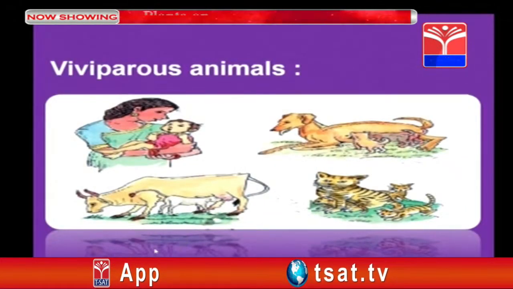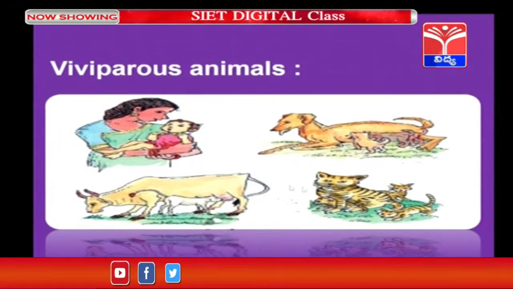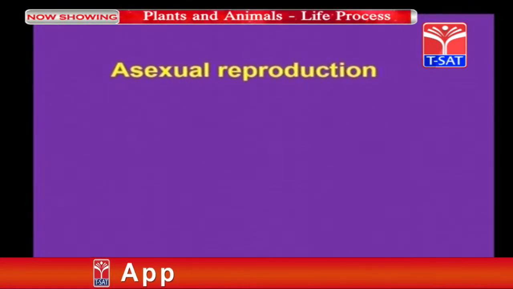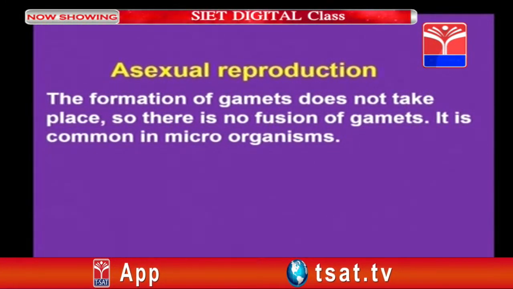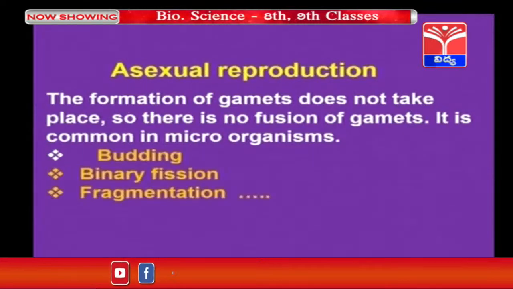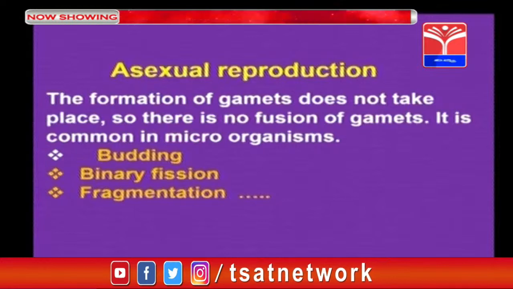Viviparous animals are the animals which give birth to young ones. Human beings, dogs, cats, cows are examples for viviparous animals. Reproduction in animals is of two types, asexual reproduction and sexual reproduction. In asexual reproduction, the formation of gametes does not take place, so there is no fusion of gametes. It is common in microorganisms. There are different types of asexual reproduction, binary fission, fragmentation, etc.